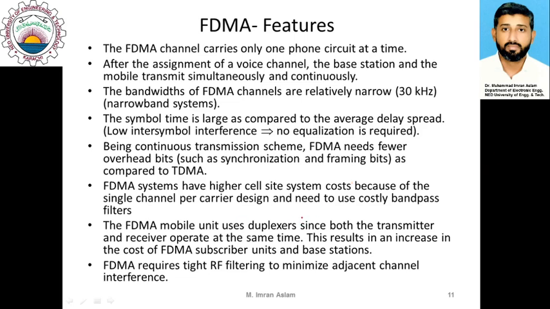This use of duplexer in the mobile equipment generally increases the overall cost of an FDMA subscriber unit and the base station. In order to avoid the adjacent channel interference for FDMA systems, we generally need to have relatively good quality filters. These high quality RF filters are needed so that we do not have a significant amount of interference.